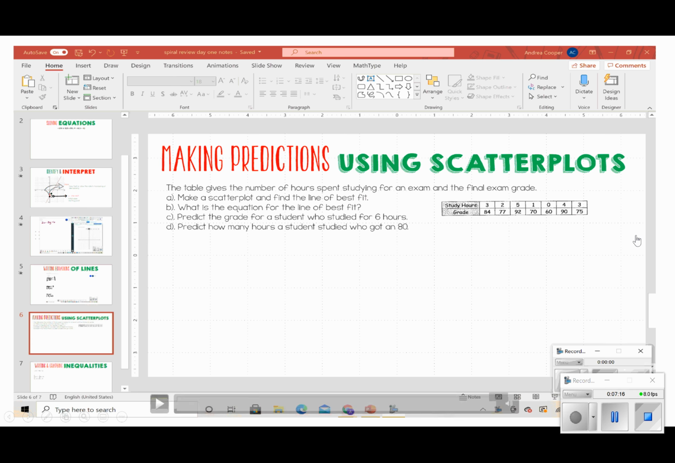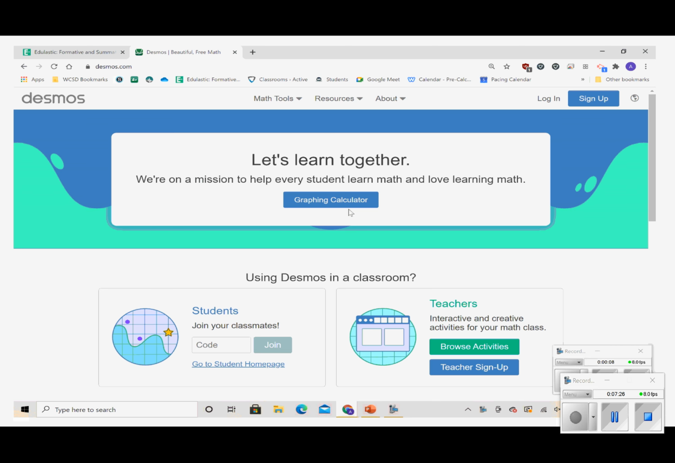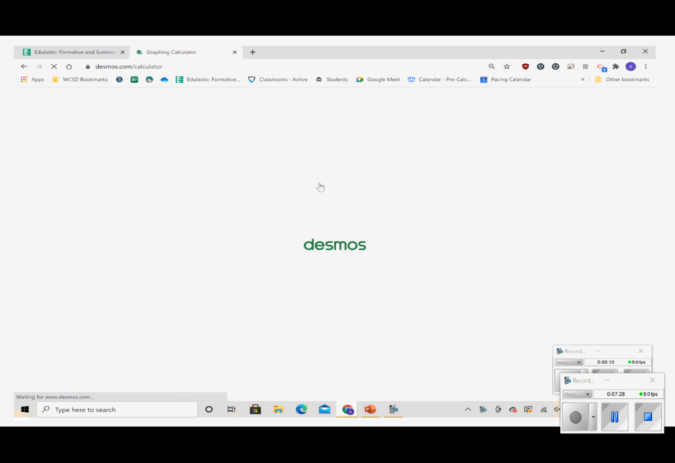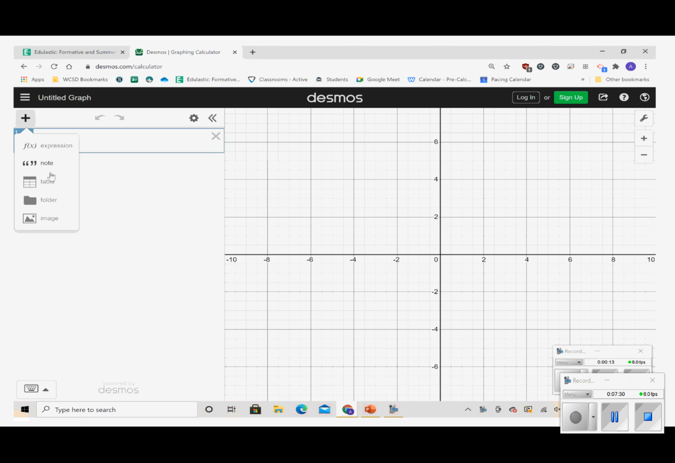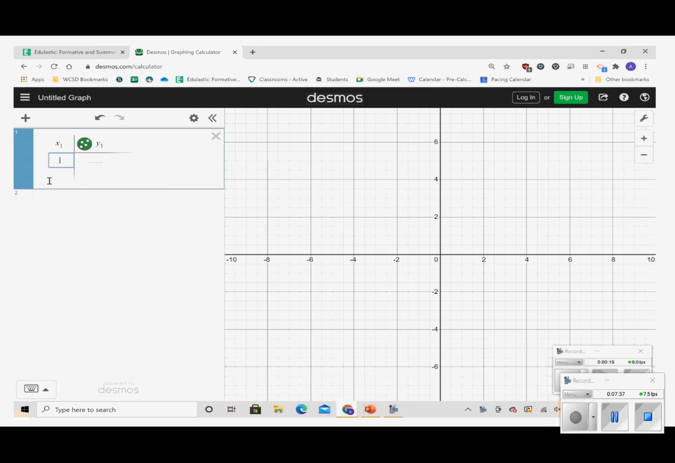Making predictions using scatter plots. Okay, so when we make predictions using scatter plots, we want to use Desmos to do all the work. So we're going to open Desmos, we're going to hit that plus sign, and we're going to go to table. Your top row is always going to be your x, your bottom row is going to be your y.